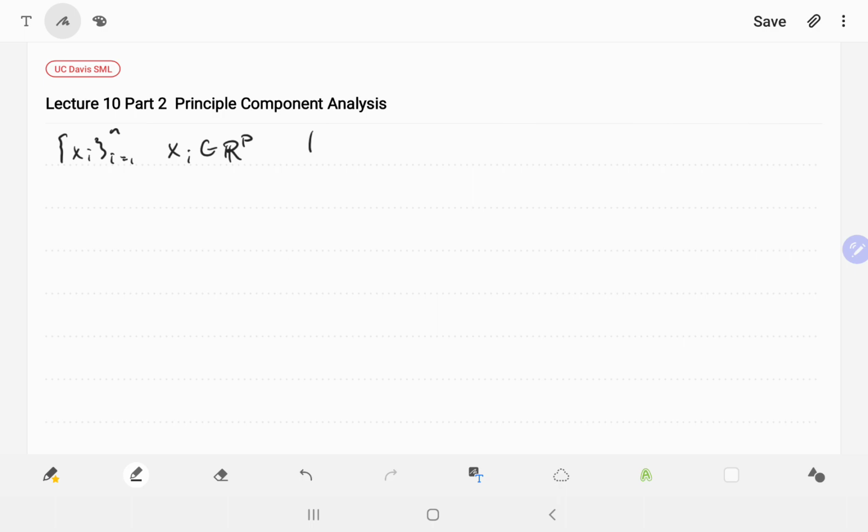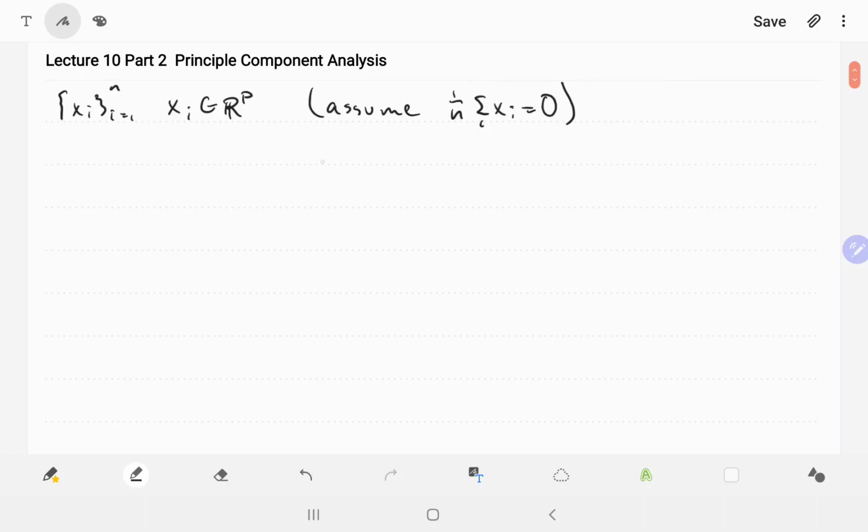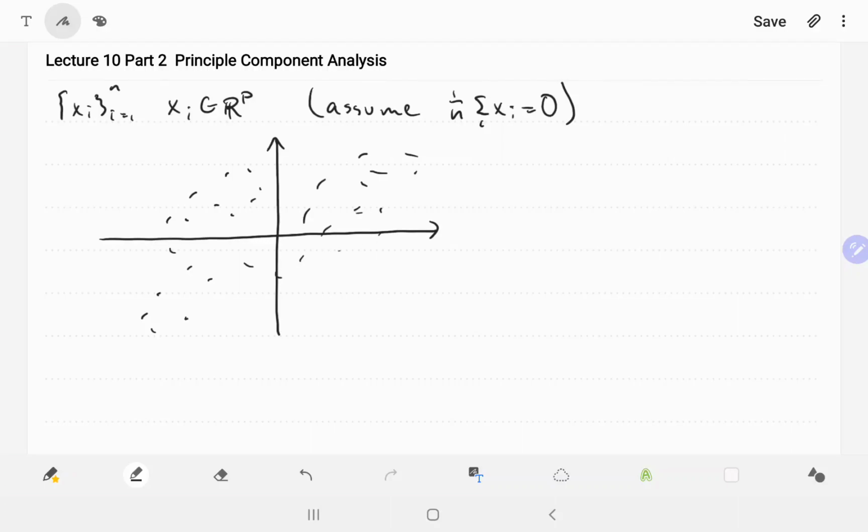Throughout this, we're just going to assume that the data is centered. It makes our lives a little bit easier. So the xi's are centered, which just means that (1/n) sum over i of xi is equal to 0. Visually, xi is in some high-dimensional space, which we will represent with 2 dimensions. Controversial choice. So we have some data set, and because it's centered, this data is going to be grouped around the origin.